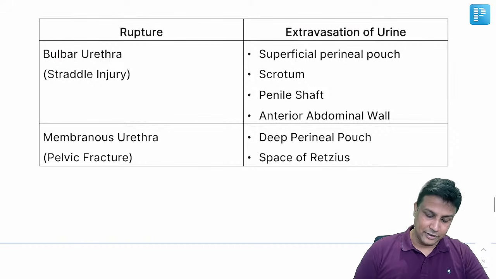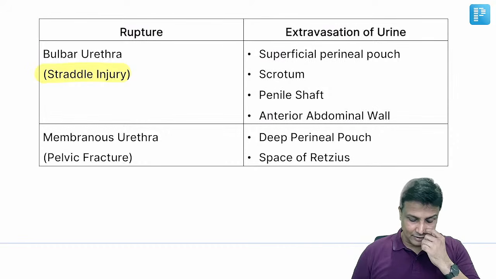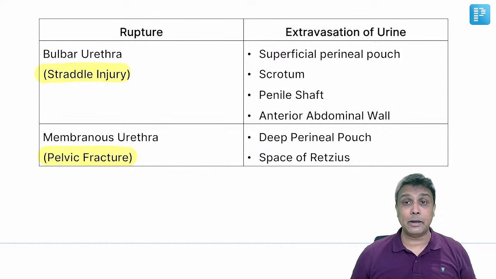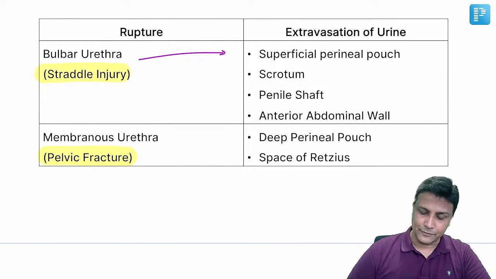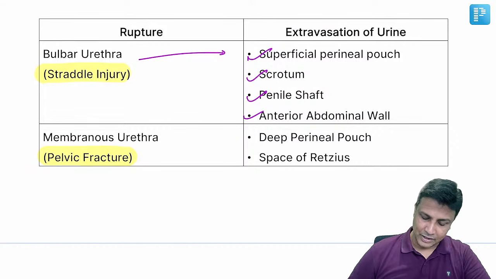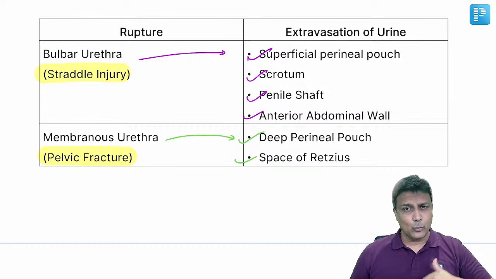As I told you, the keyword straddle injury, which urethra will be ruptured? Bulbar urethra. And pelvic fracture, which urethra will be ruptured? Sir, membranous urethra will be ruptured. If the bulbar urethra is ruptured, the urine is going almost every way: the superficial perineal pouch, the scrotum, the penile shaft, as well as the anterior abdominal wall. If the membranous urethra is ruptured, then the urine will go into the deep perineal pouch as well as the space of Retzius.